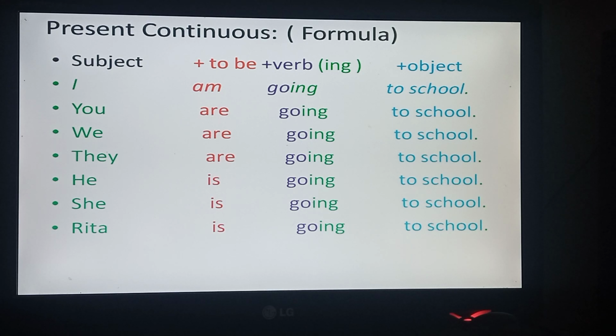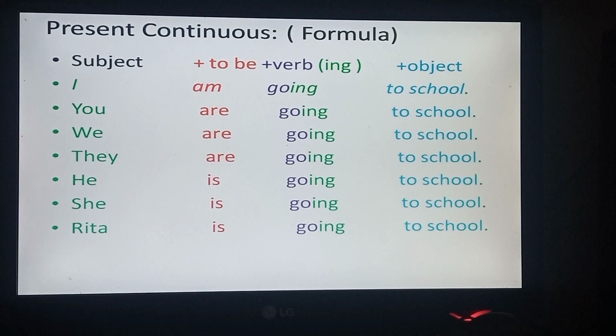Go is the base of the verb and with ing it means going to school. I am going to school. You are going to school. We are going to school. They are going to school. You, we, they are in plural form. So in front of you, we add the helping verb are: you are going to school, we are going to school, they are going to school.